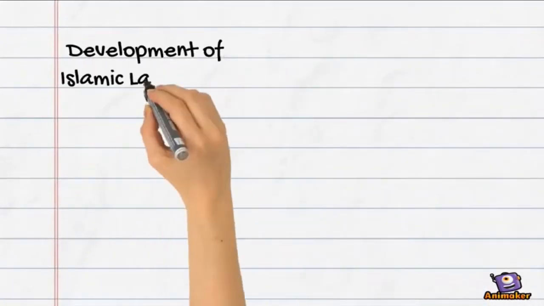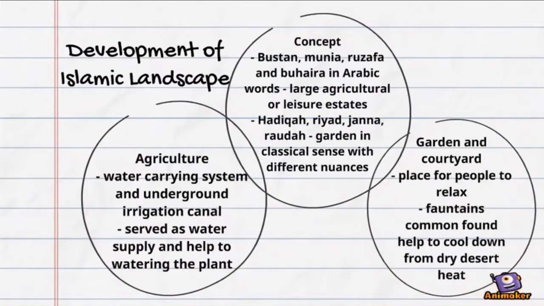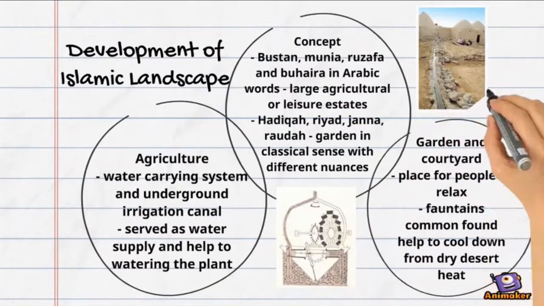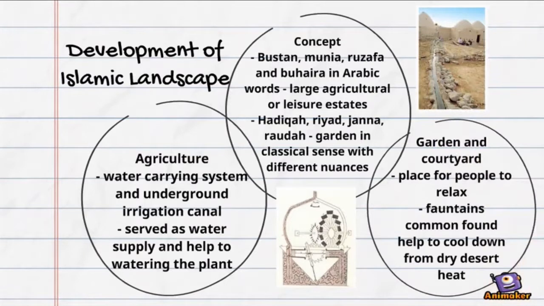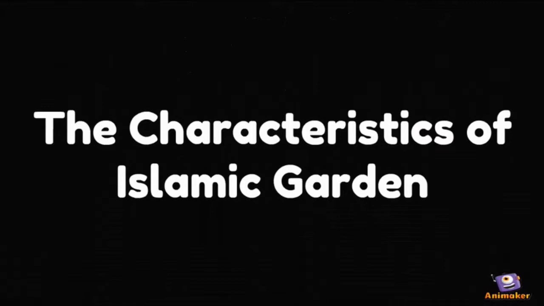The development of Islamic landscape. Islamic landscape during the period uses the concept bustan, munya, ruzafa and buhara. In Arabic words they refer to a large agriculture or leisure estates generally located on the periphery of towns. The Arabic words hadika, riyad, jannah, rada refers to the garden in its classical sense with different nuances. Agriculture, garden and courtyard. The characteristics of Islamic garden.